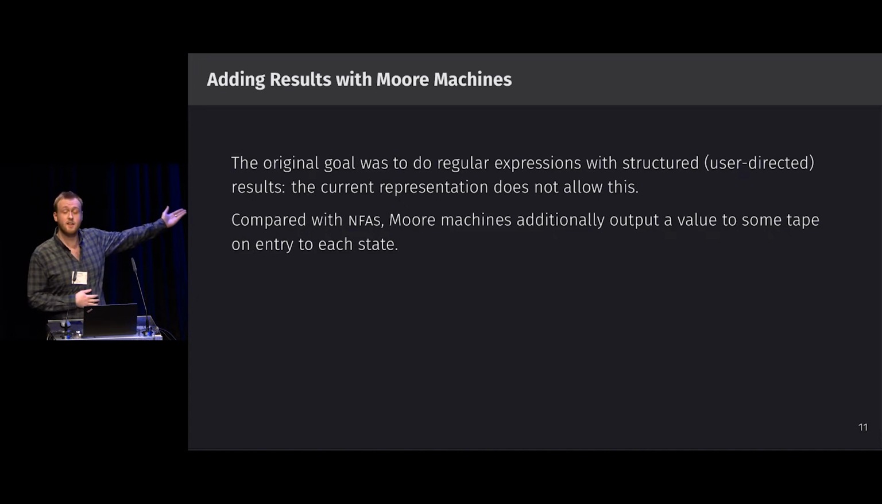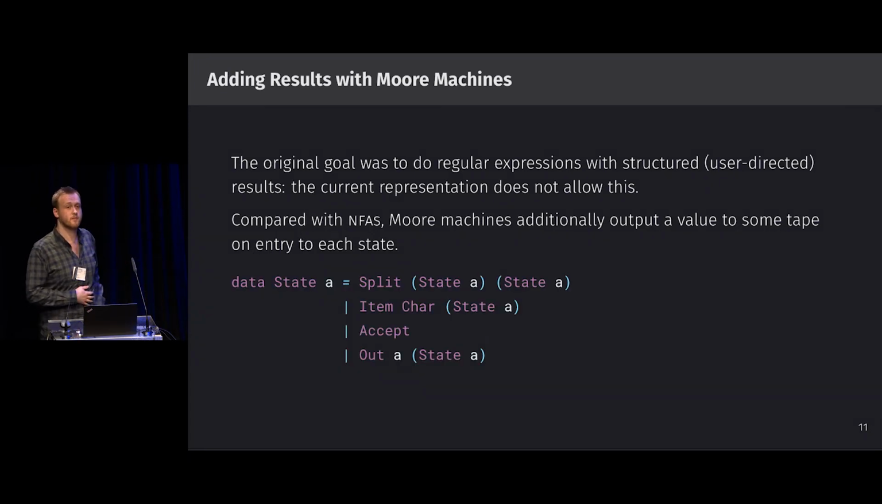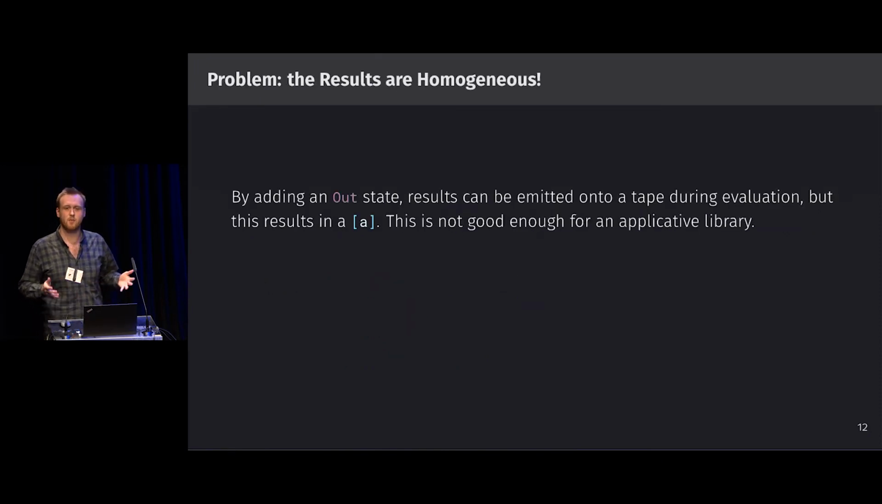And all that's going to mean is I'm going to add an out state. And you see, magically, I've got an A now. So clearly something's coming out of this. The thing is, this only gives us the ability to produce lots of A's during each pass, and that's not sufficient. Indeed, we wanted applicative libraries. We wanted something that can combine different results together and make new results.